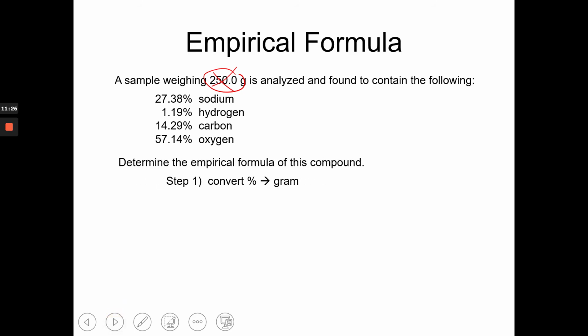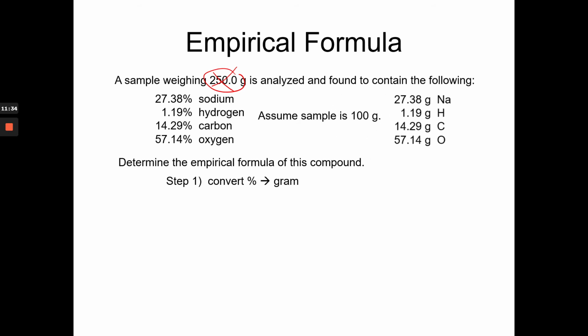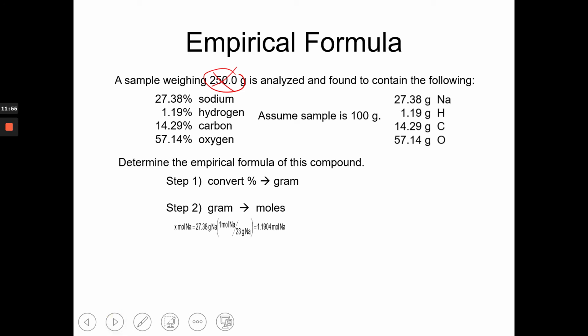Step 1, convert percent to grams. So I'm going to take all of those amounts and just change them into grams. There we go. And again, this is okay to do because all samples of a compound, a pure substance, contain the same percent. If it's a 100-gram sample or 250-gram sample, the same percent. Do you remember what we do next? You got it, convert grams to moles. So let's do that now.